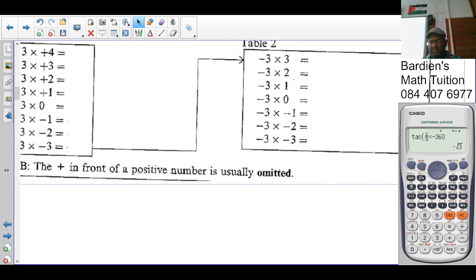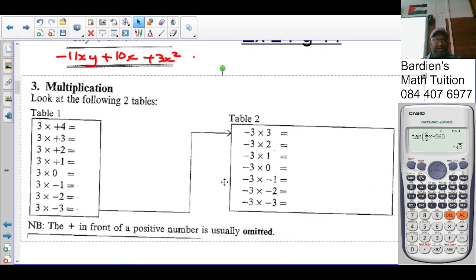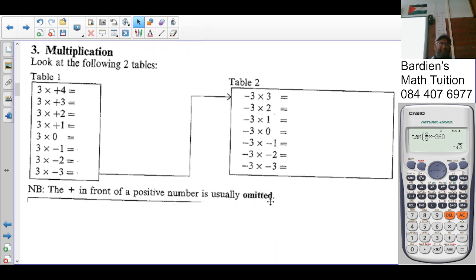Okay, multiplication. So we're going to look at the following two tables. You don't have to write this down. Let's just run through this quickly. What is 3 multiplied by 4? 12.